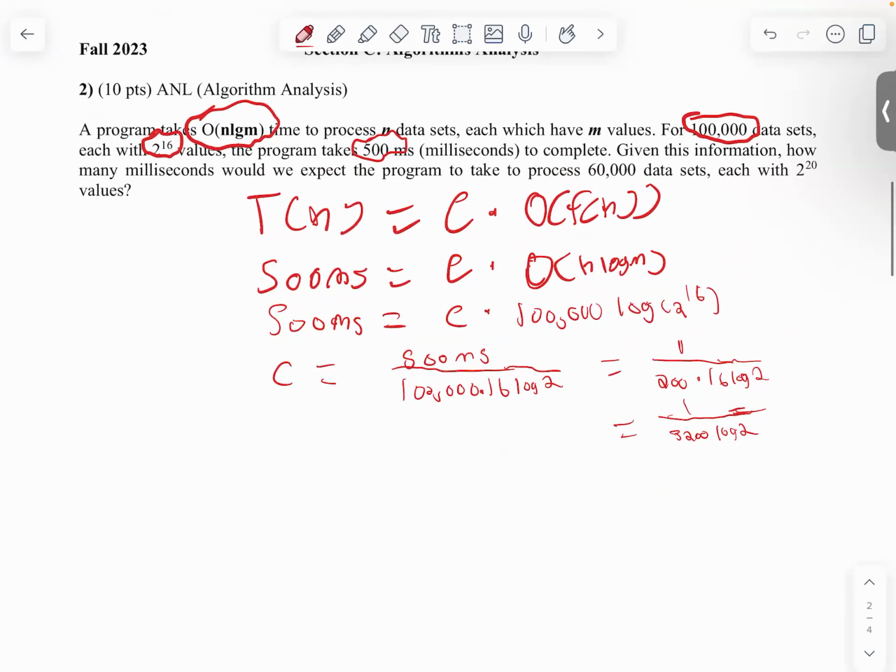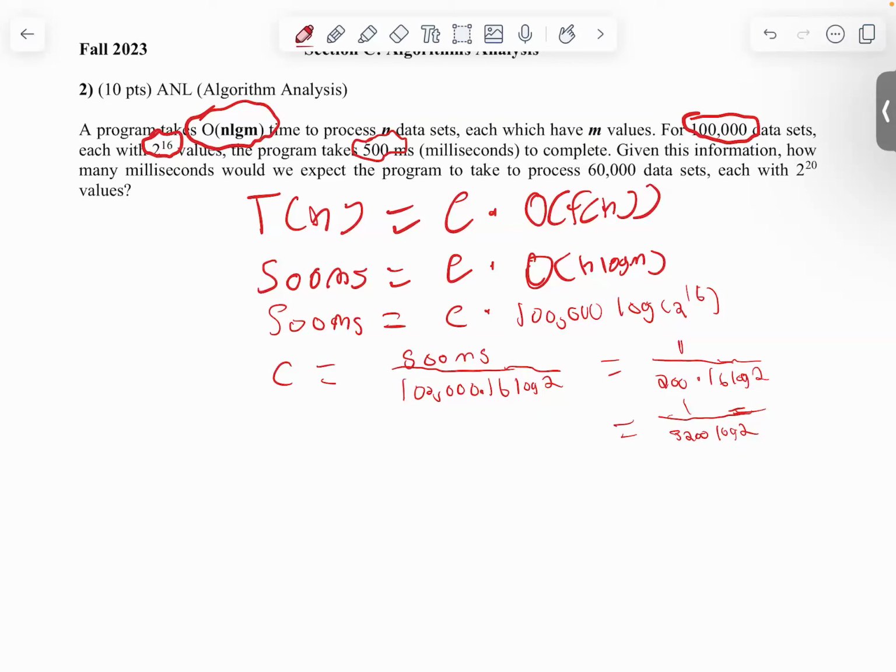So now we can take the rest of the problem. Given this information, how many milliseconds would we expect the program to take to process 60,000 data sets, each with 2 to the 20 values? We're still given our data sets and values, but now we want to find how many milliseconds it takes. So we just plug in the C and solve for the runtime.